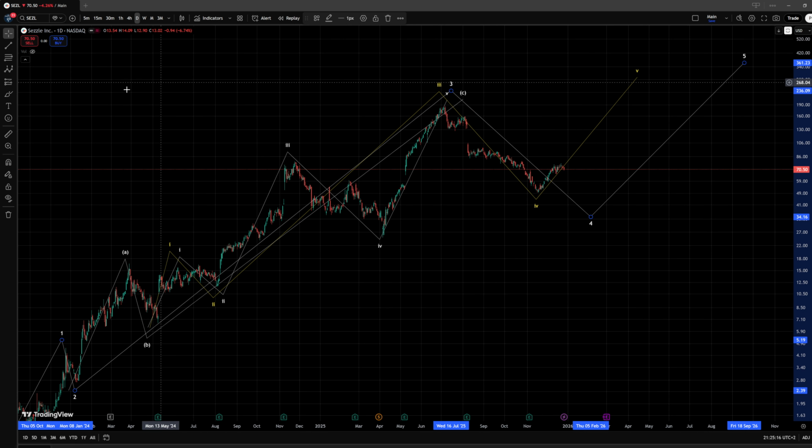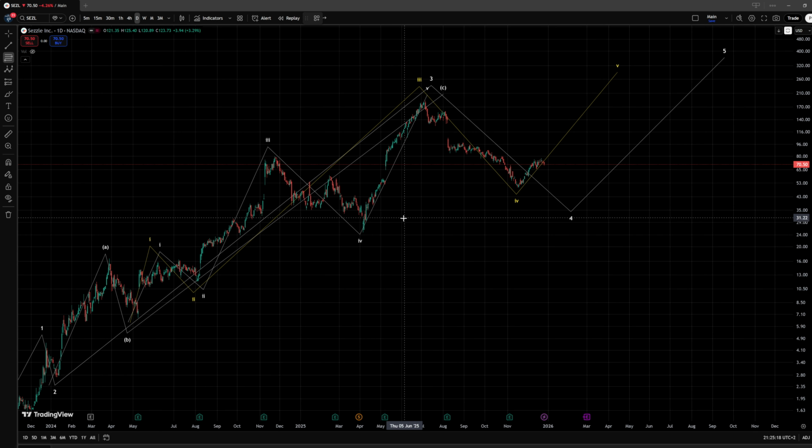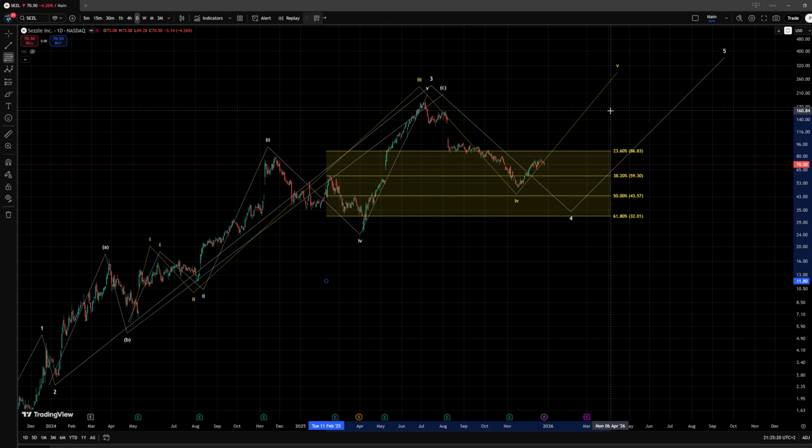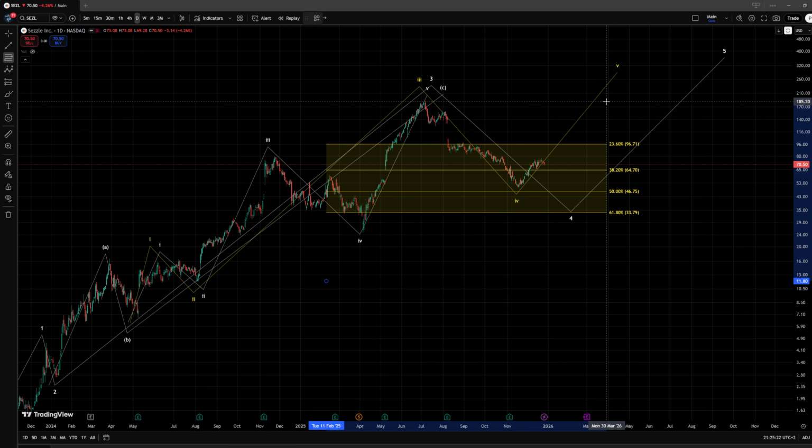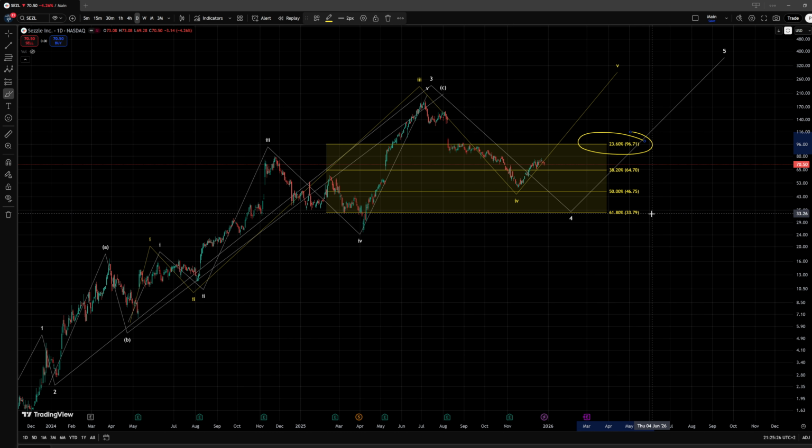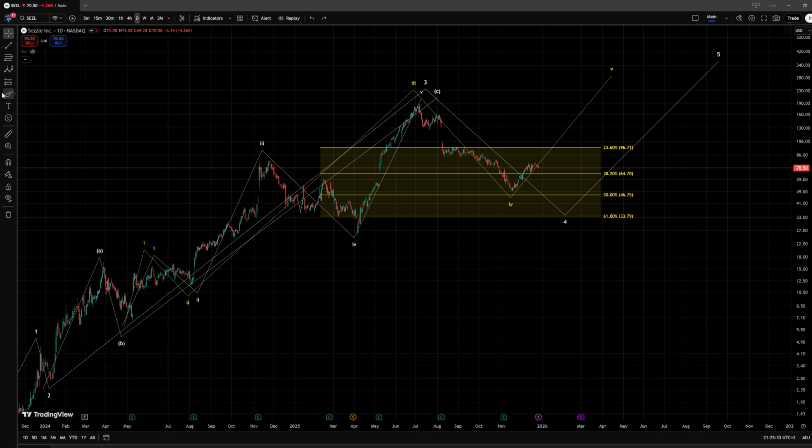Now, in both interpretations, we have an overlapping area of support where for the yellow scenario, we are looking here at the levels between the $96.7 all the way down to the $33.8 level at a 61.8% retracement, where this scenario remains active and applicable only as long as we don't get a definitive break, a sustained break below the 61.8% retracement.